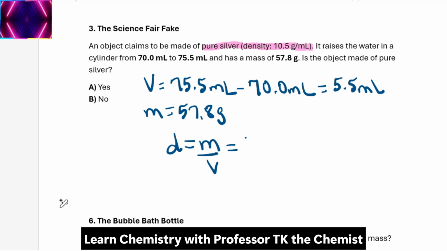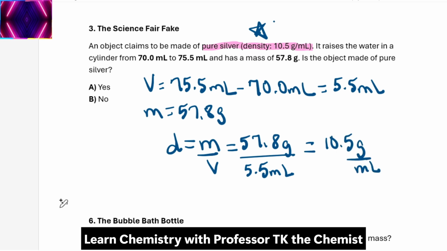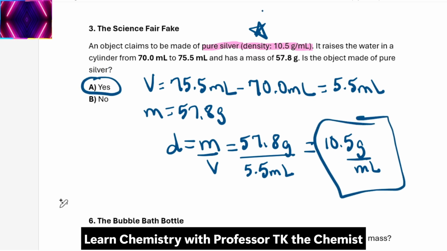What you're going to do, you're going to say 57.8 grams divided by the volume that we just calculated. Now, when we get this answer, we're going to compare it to the density that was provided in the problem to see whether or not this is pure silver. So 57.8 grams divided by 5.5 gives us 10.5. And guess what? Is this object made of pure silver? The answer is yes, because the calculated number matches up with the density of silver.